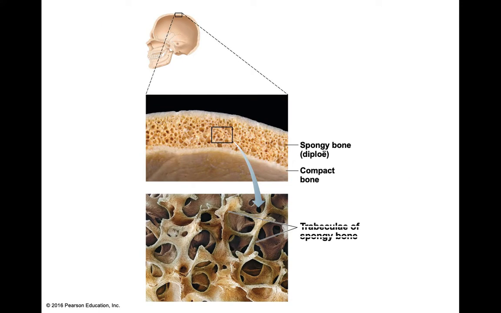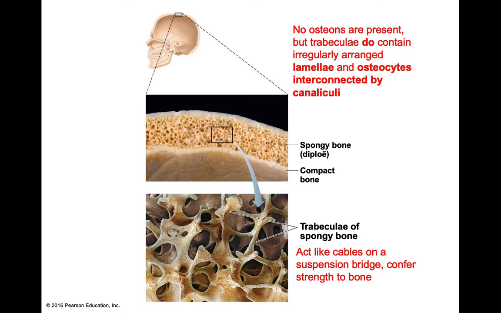Spongy bone. What gives it its strength? So all it is is compact bone on the outside. The structural component of all these flat bones is trabeculae. This is the one that gives it its strength. So trabeculae and a bit of compact bone on the outside.